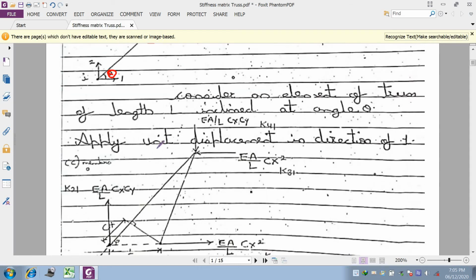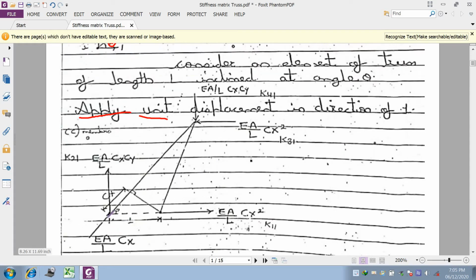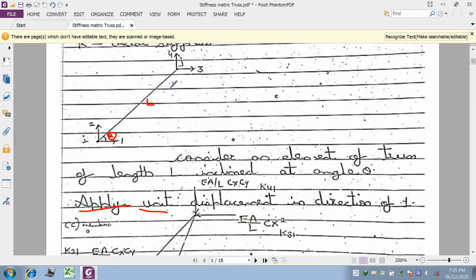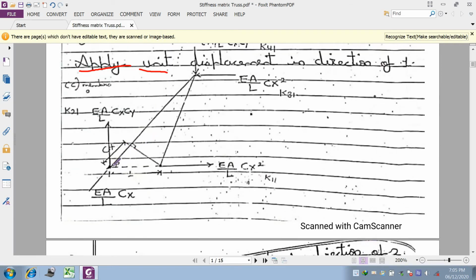Okay, now first of all, apply the unit displacement in the direction of 1. So let us see what the effect will be. This is the original geometry of the structure. Now we will apply this displacement in the direction of 1. So when the displacement takes place in the direction of 1, this is number 1. Okay, so the formation that takes place is like that.